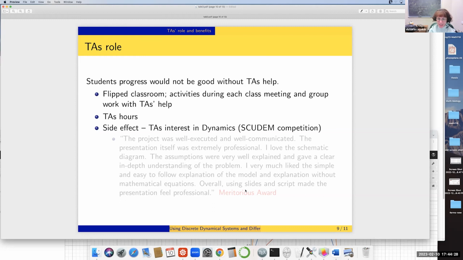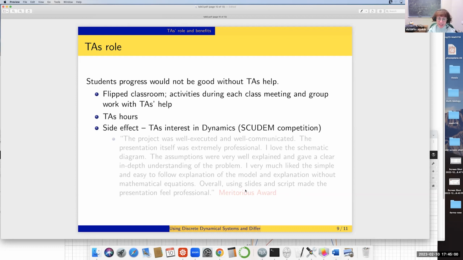There is a flipped classroom. So there are activities during each class meeting where they exercise, where they learn how to use these tools, how to put together their results, how to derive certain conjectures from playing with the tools. And of course, they use TAs' office hours.